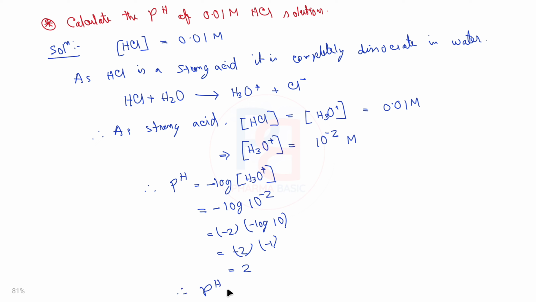Therefore from here we can find the pOH. pOH is equal to 14 minus pH. Therefore 14 minus 2 is equal to 12.